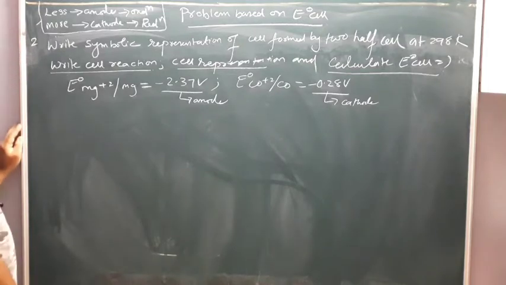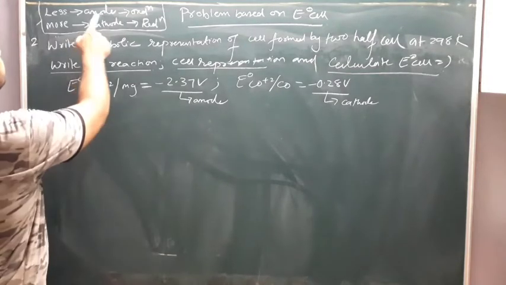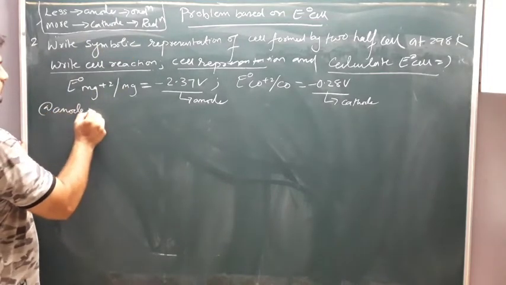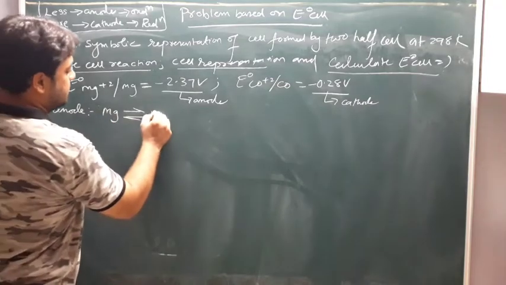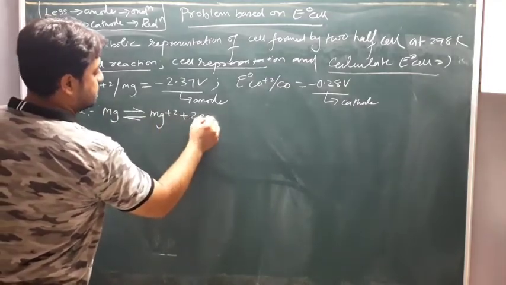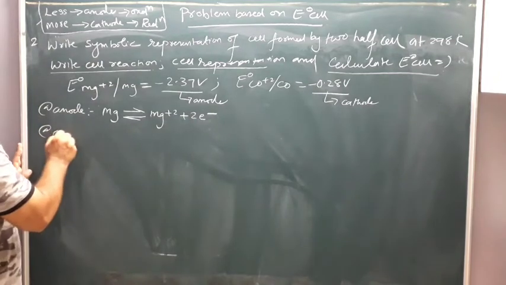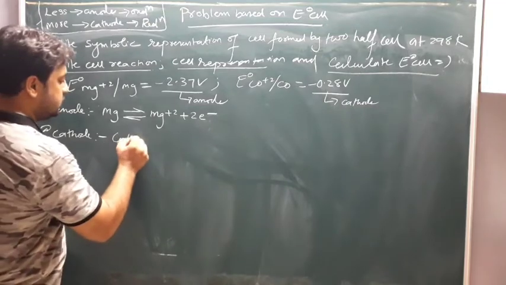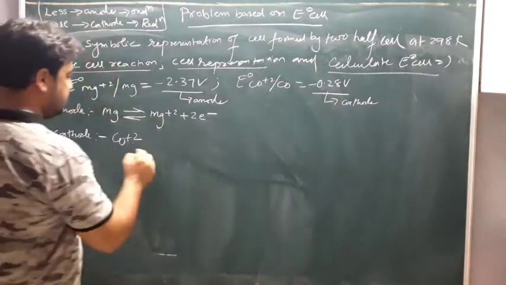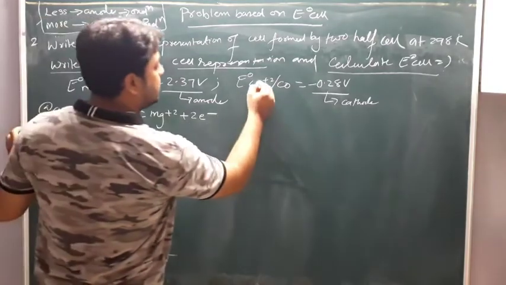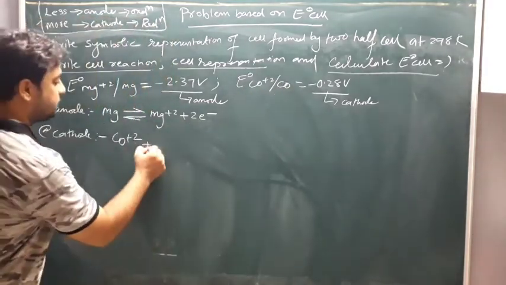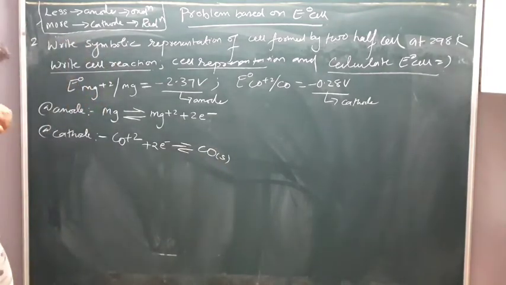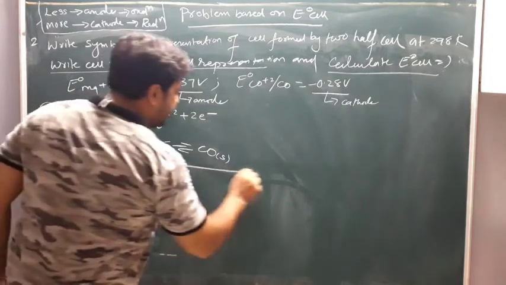Now what do I write down? I write down the reactions. So at anode what occurs? Oxidation. So magnesium will undergo oxidation. So at anode, Mg gives Mg plus 2 plus 2 electron. At cathode I have Co plus 2, means it will gain 2 electron. Co means cobalt, it is not copper, okay? It is cobalt, Co. Co solid. Clear?